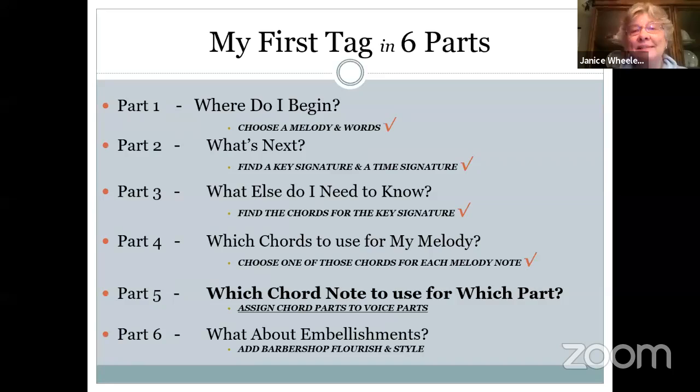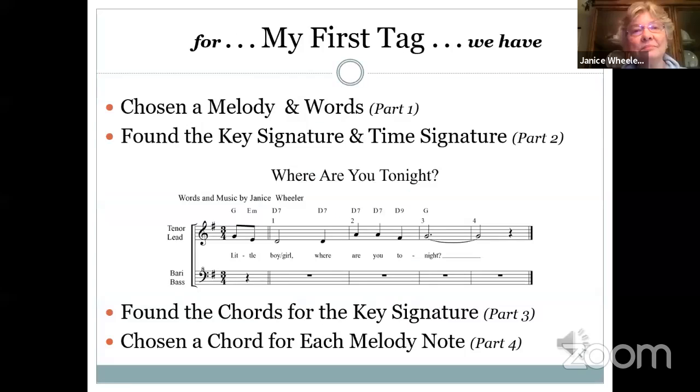My first tag we've been doing in 6 parts, and we're ready for part 5. Which chord note to use for which part? Tonight we'll be assigning chord parts to voice parts. So far from my first tag, we've chosen a melody and words. That's what we did in part 1. Then we found the key signature and the time signature in part 2. In part 3, we found the chords for the key signature. And in part 4, we chose a chord for each melody note of my first tag.